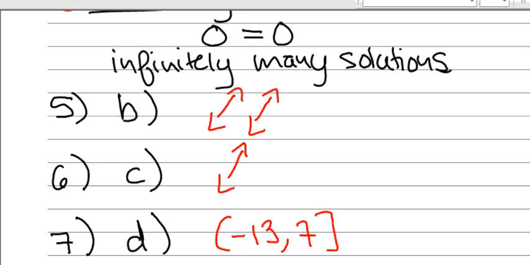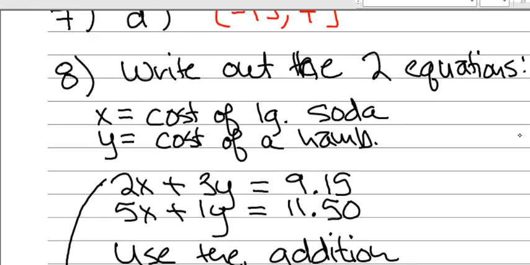I'm moving on to page 3. And I have a story problem, a systems of equations story problem. And first thing I want to do is, I'm talking about finding the cost of a large soda and the cost of a hamburger. So I'm going to let x equal the cost of a large soda, and I'm going to let y equal the cost of a hamburger.